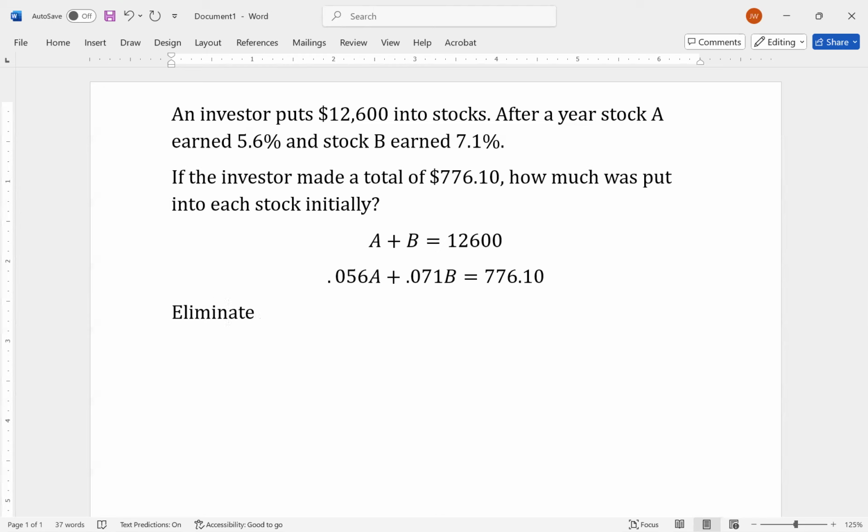So now let's eliminate a variable. I've eliminated B the previous two times, so might as well keep up the trend. We'll eliminate the variable B. I'm going to put in a negative 0.071 in front of the first equation. And then I'm going to plug in a 1 in front of the second equation.